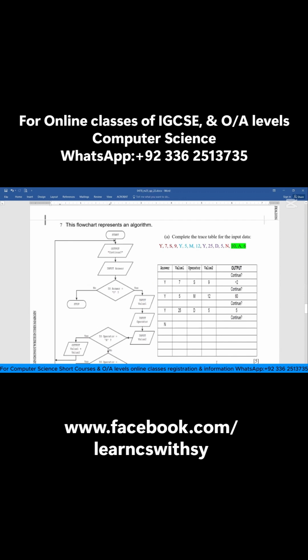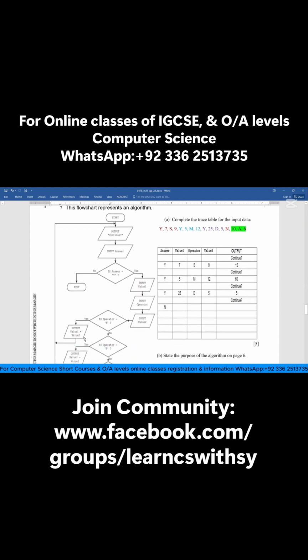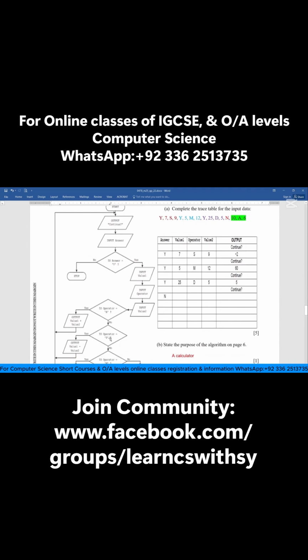equals to a, so it has to perform output value 1 plus value 2, and the arrow is directed back to the continue thing. Otherwise, if that is not the case, it is going to move down to the second situation. Is operator equals to s? Yes, output value 1 minus value 2. If no, it is going to go down to check for the third condition.